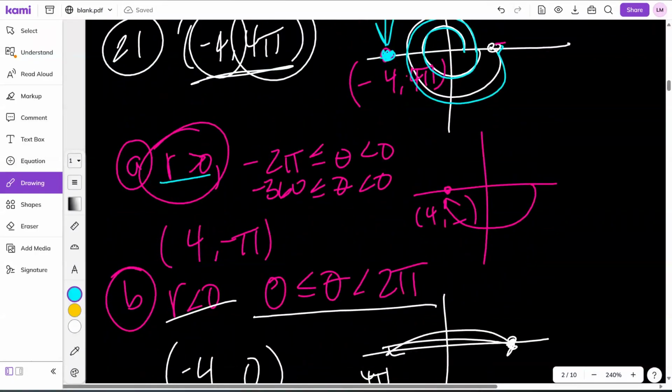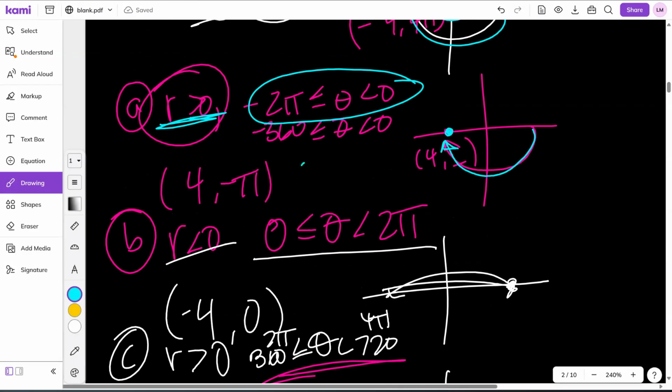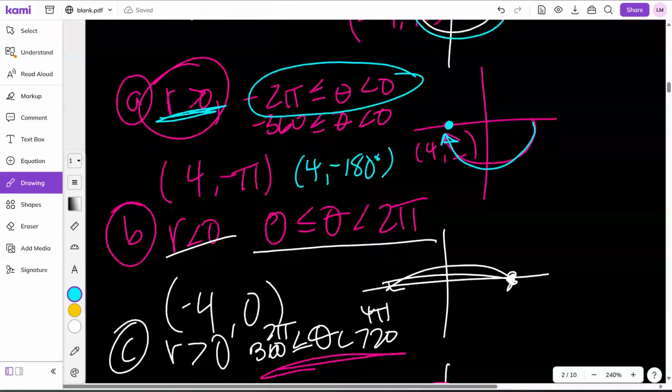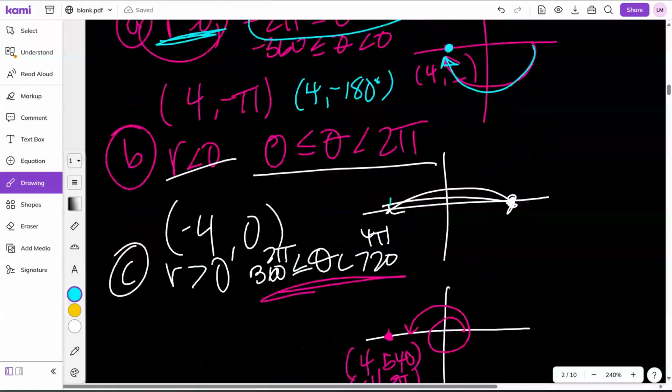So when it says r is positive, when r is greater than 0, I know I have to land at this spot. So I have to look at the information that they're giving me about the angle and figure out how to get there. This tells me I have to go in the negative direction. And so to get to that spot, I have to go -180 or negative π. So you could also write -180 degrees. I'll take that too.